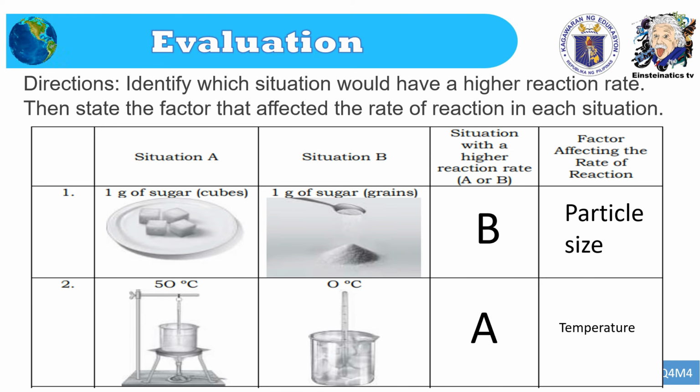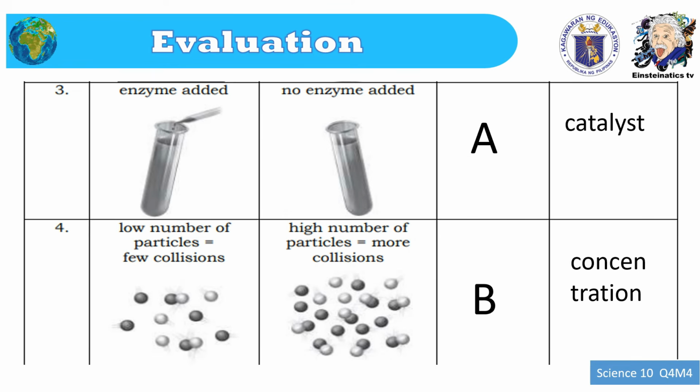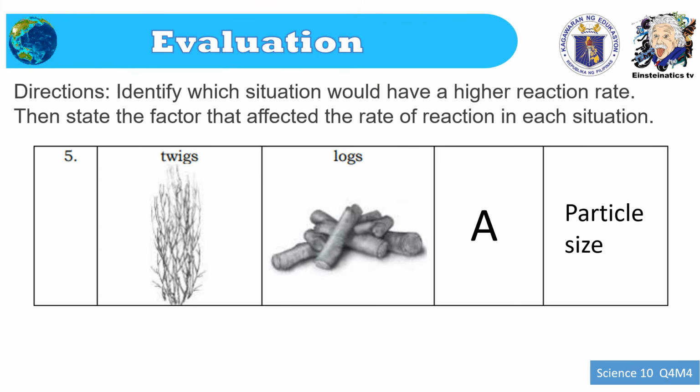Number 2 naman is letter A, and what affects the rate of chemical reaction is temperature. Kasi much higher yung temperature, mas mabilis yung chemical reaction. For number 3, that is letter A, using a catalyst. And number 4 naman, letter B, concentration. And for the last one, pag pinag-uusapan is yung combustion or pagkasunog, of course, letter A, yung mas mabilis. And what affects the rate of chemical reaction is particle size.